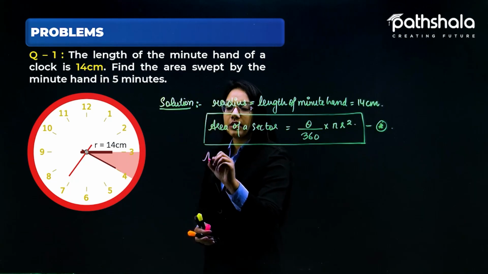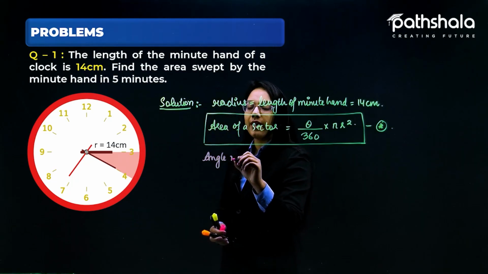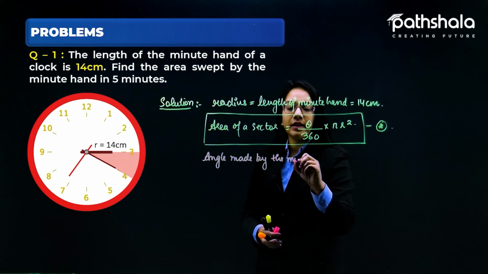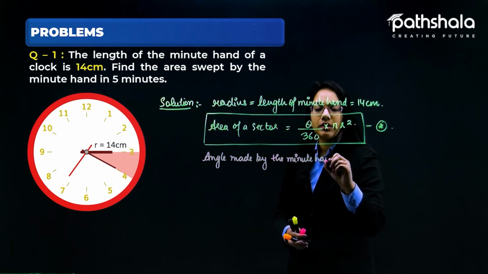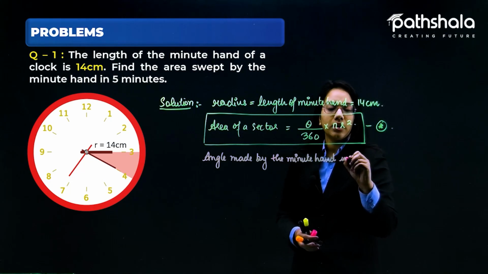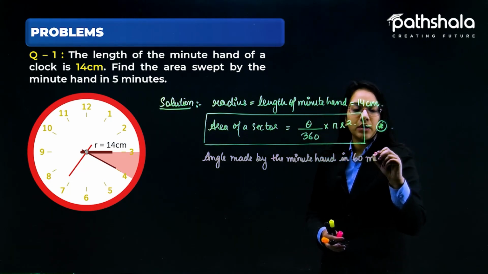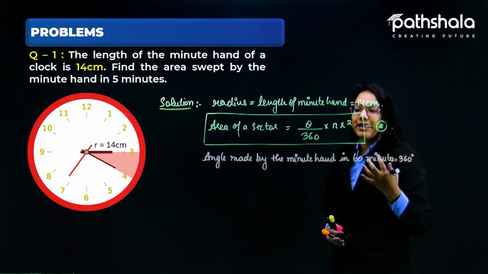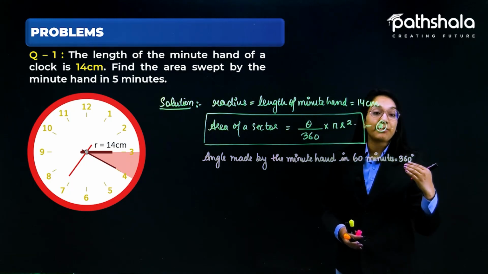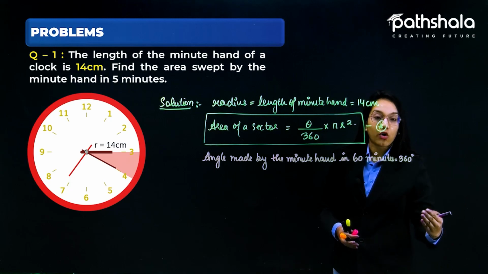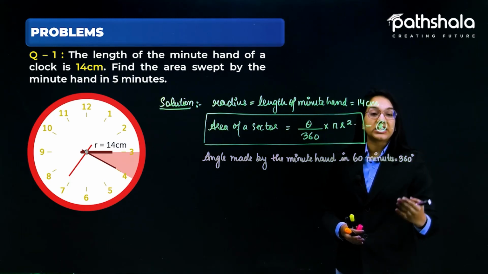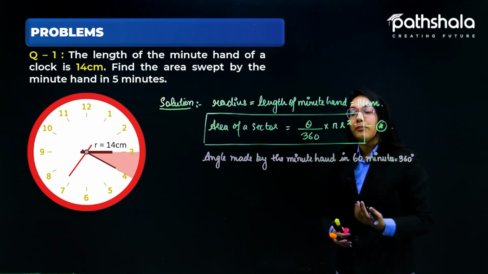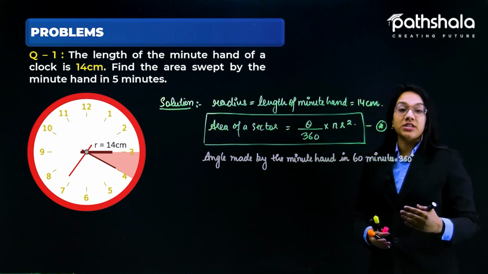First of all, we know that the angle made by the minute hand in 60 minutes is equal to 360 degree. We definitely know this concept: when the minute hand moves around a clock for 60 minutes, it covers the whole angle, which is 360 degree. So the angle made by the minute hand in 60 minutes is 360 degree.